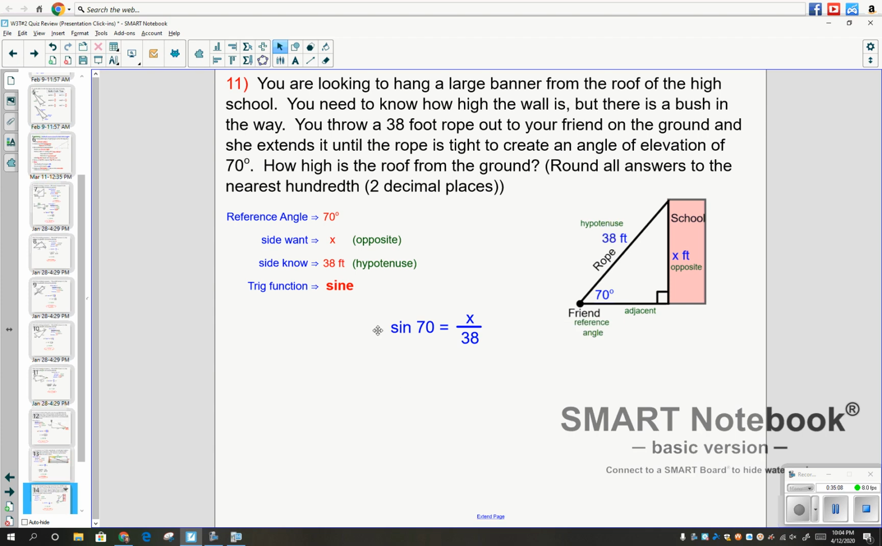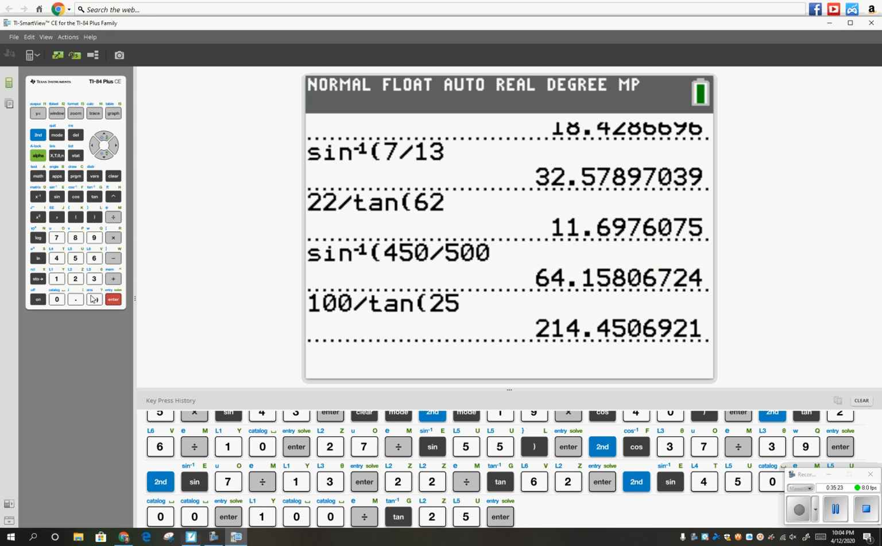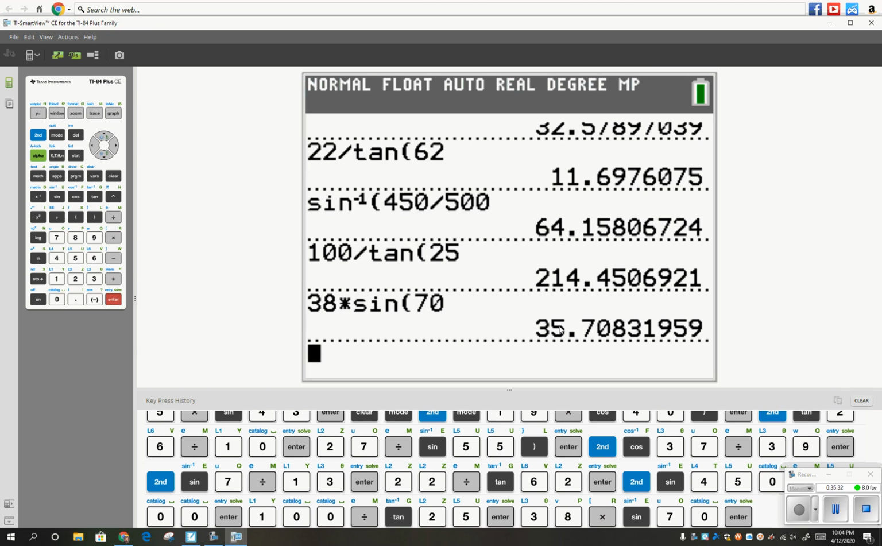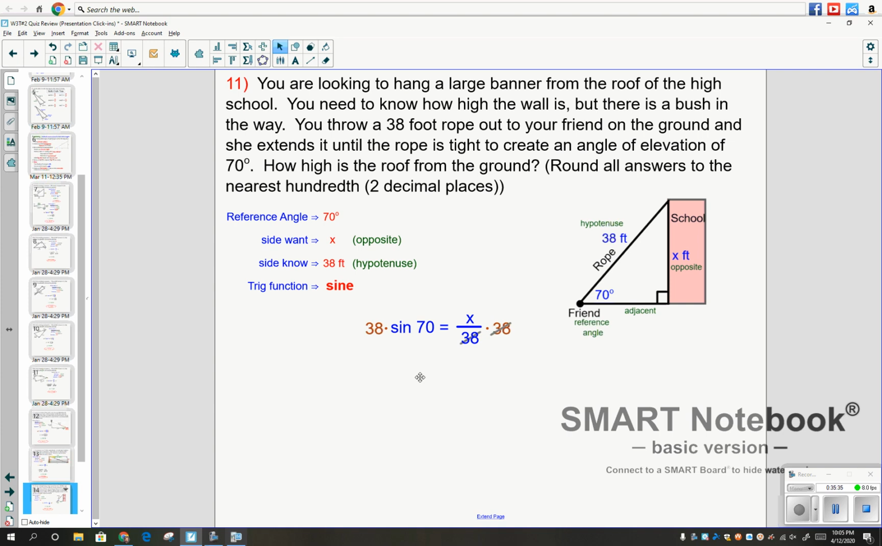Solving for x, what do we do? Clear fractions. Multiply by the denominator, which is 38. So multiply both sides by 38. The 38s cancel out. I get 38 times sine of 70 equals x. 38 times sine 70 equals 35.708. If I round to 2 decimals, the 8 tells me to round up, so that 0 becomes a 1. 35.71 feet is the height of the school. So as long as the banner is less than that, you could hang it over.